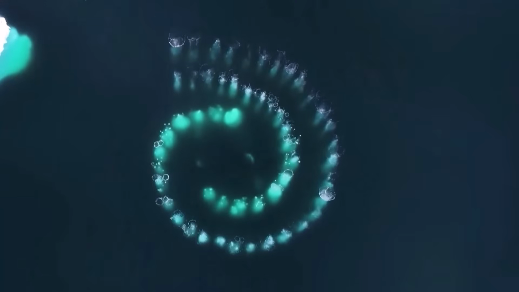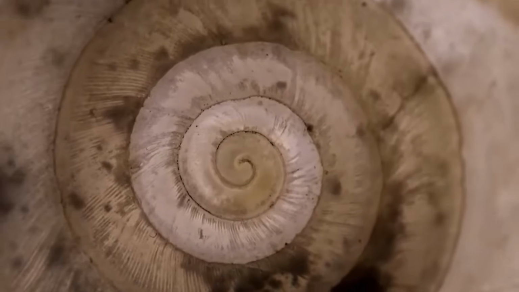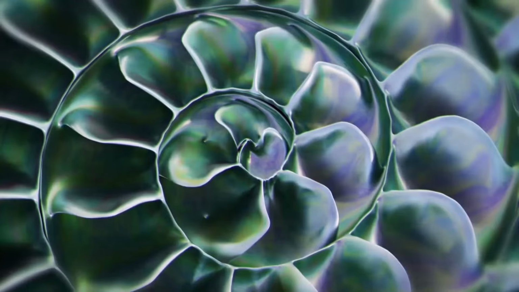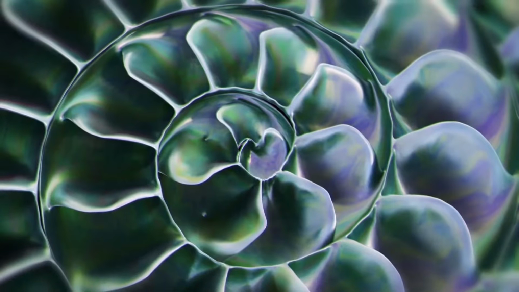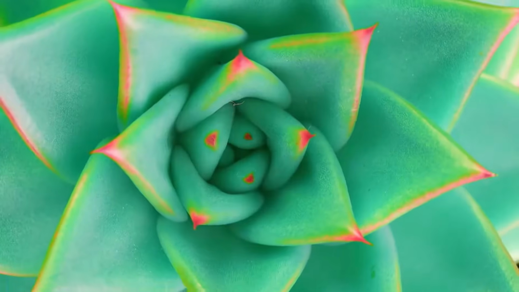Have you noticed that the same patterns keep showing up in nature? From the curves of a tiny snail shell, to the cloud bands of a cyclone, all the way to the giant arms of distant galaxies. Spirals are everywhere. Look at a snail shell, a fern unfurling, or a faraway galaxy. The spiral form appears again and again.